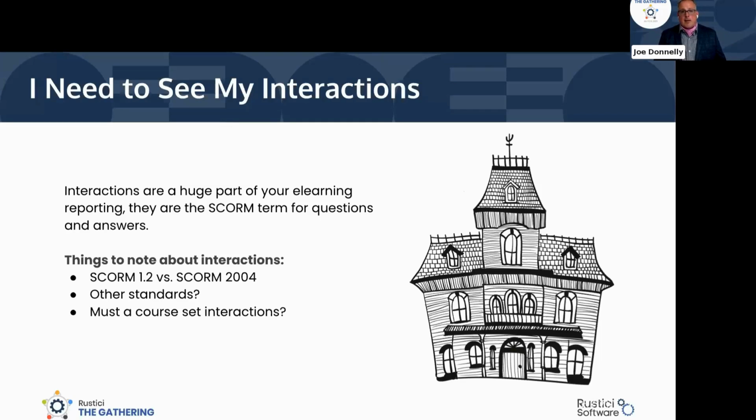Do you need to set interactions? No. I don't think I talk about this in this chat, but really all a course needs to do is initialize and terminate. All the stuff in between is gravy. So if your course sets interactions, that's great. If you want it to set interactions, you've got to actually tell it to do so.